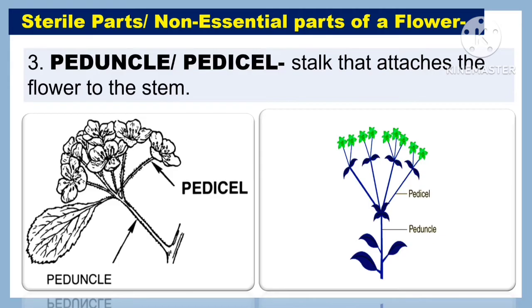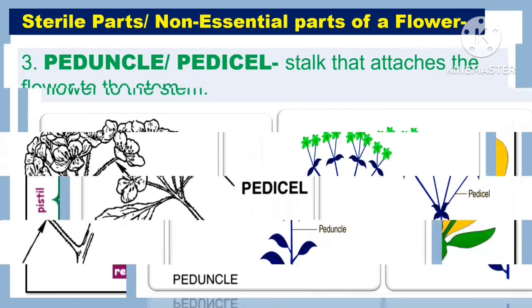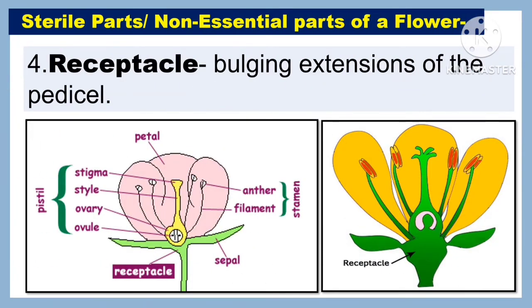Another non-essential part of the flower is the peduncle or the pedicel. It is the stalk that attaches the flower to the stem. Another non-essential part of the flower is the receptacle. It is a bulging extension of the pedicel.